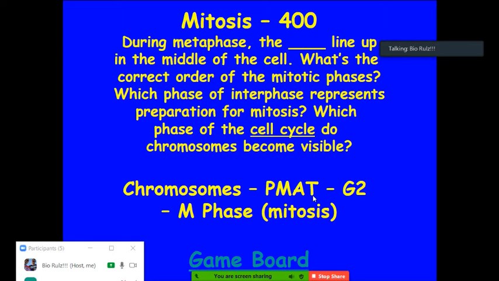So remember, G1, cell growth. S phase, double the DNA. G2, prep for mitosis or meiosis, okay? And then it goes right into prophase, okay? And then it's the M phase of the cell cycle that chromosomes become visible. So remember, during prophase, it's kind of that transition from the G2 phase into prophase.